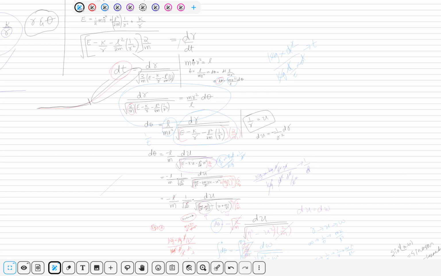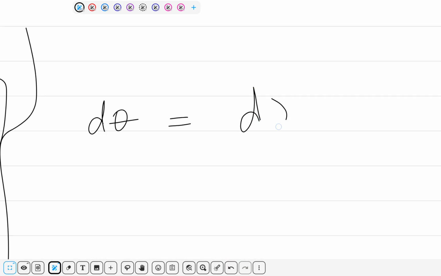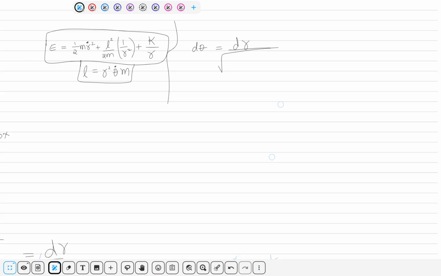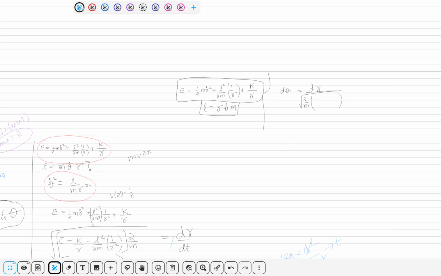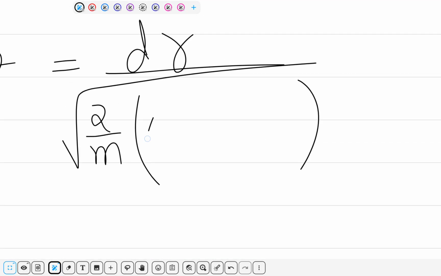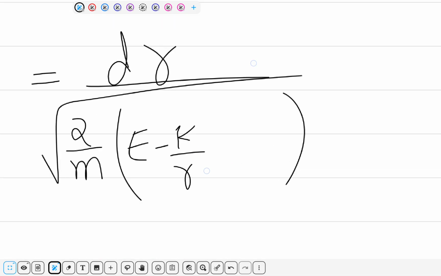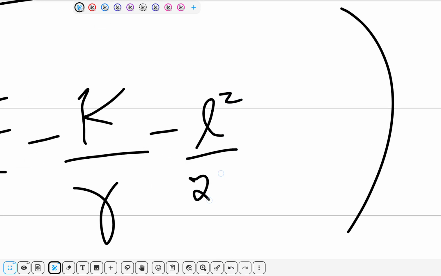So what was it? dr by square root of 2 by m, 2 by m, e minus k by r, L square by 2m, 1 by r square. e minus k by r minus L square by 2m, 1 by r square, L square by 2m, 1 by r square.